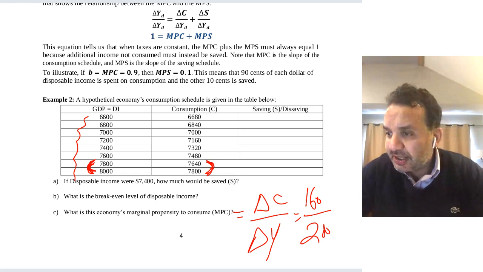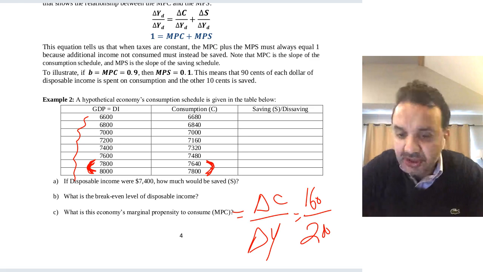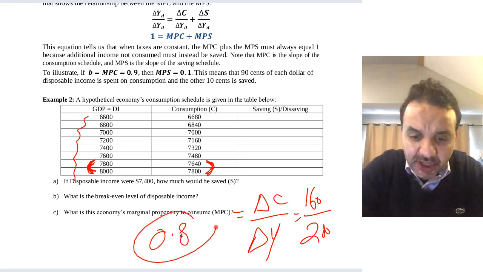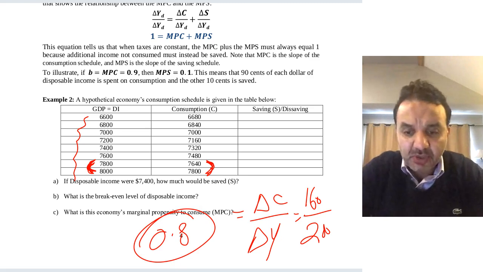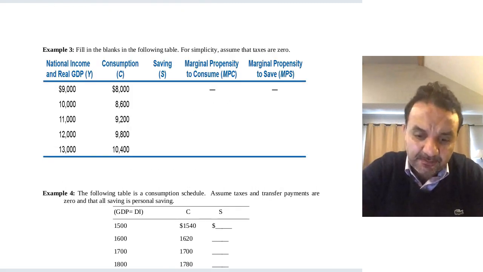So let's do the math. 160 over 200 gives you 0.8. So the marginal propensity to consume equals 0.8.